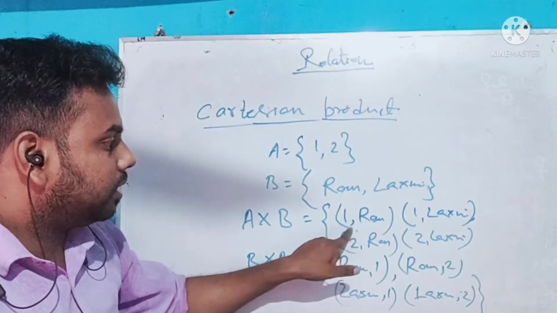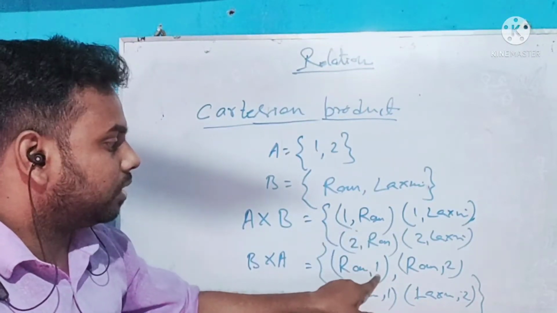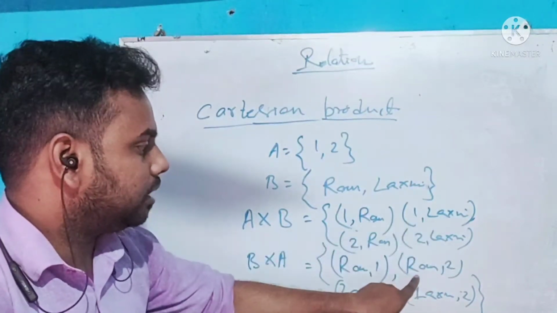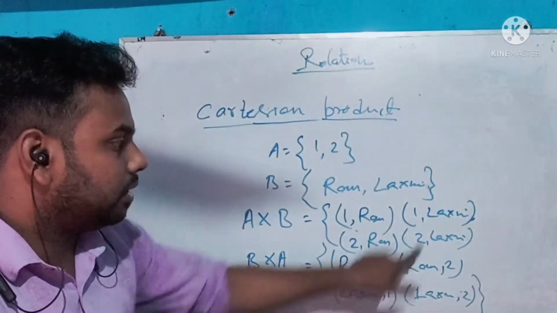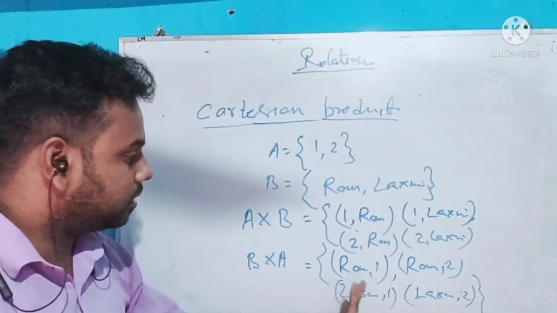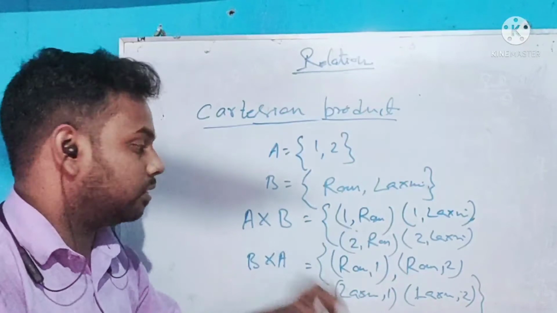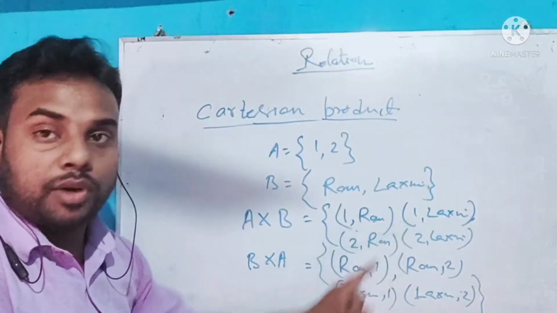Here the ordered pair is 1 and Ram, and here Ram is 1. So these two are not equal. Similarly, 1 Lakshmi and Lakshmi 1 are also not equal because they interchange their places. As I told previously, these two represent two different points.